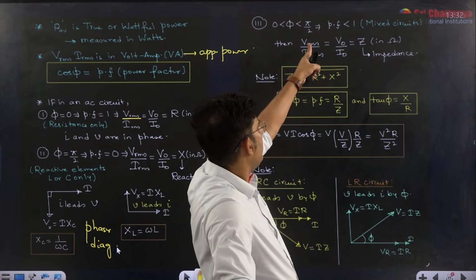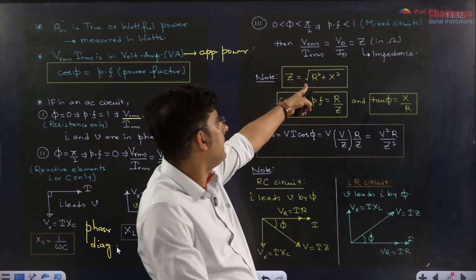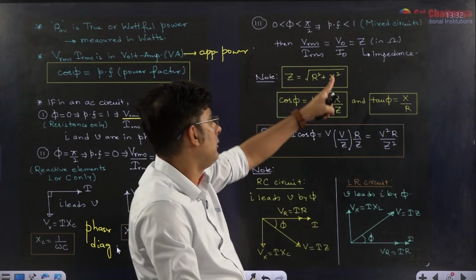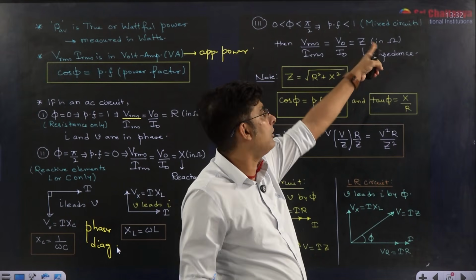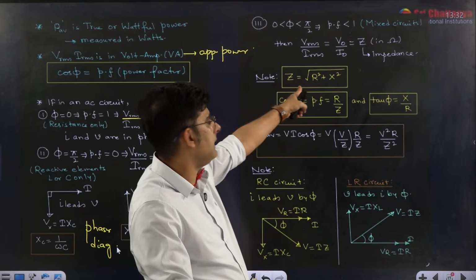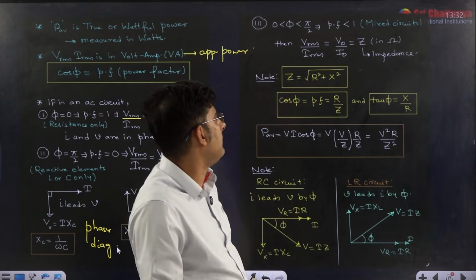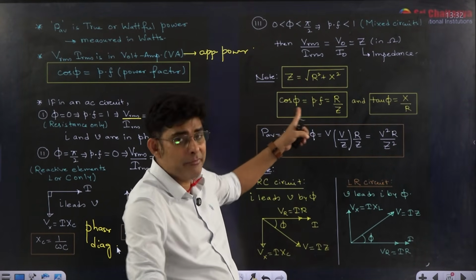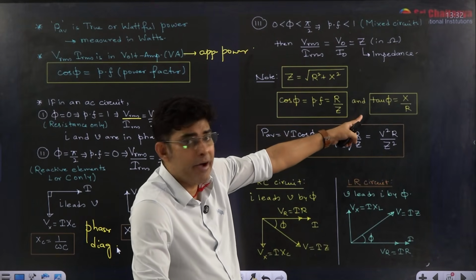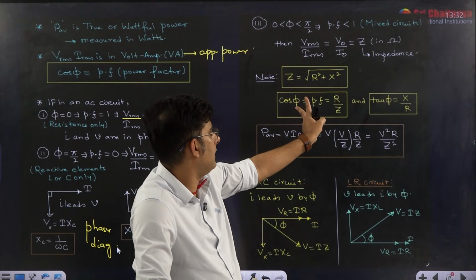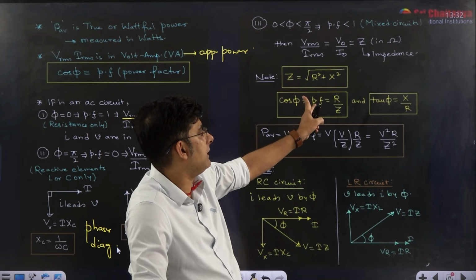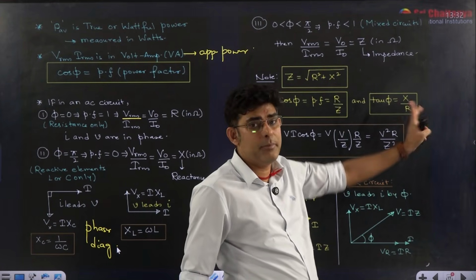In that case, when you take the RMS voltage by RMS current, or peak voltage by peak current, you won't call it either R or X, you will call it Z. It also has the unit ohm, and is called the impedance of the circuit. Z is equal to the square root of R squared plus X squared. Power factor cos phi is defined here as R by Z. How to find phi, the angle between voltage and current? Tan phi is X by R.